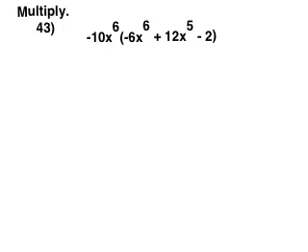Okay, multiply. This is multiplying a monomial times a trinomial. I don't even think you need to remember what that is, but trinomial, notice the trinomial has 3: 1, 2, 3. And then the monomial, 1, mono, right? So we have a negative 10x to the 6th power times all this stuff in the parentheses: negative 6x to the 6th, positive 12x to the 5th, and a negative 2.